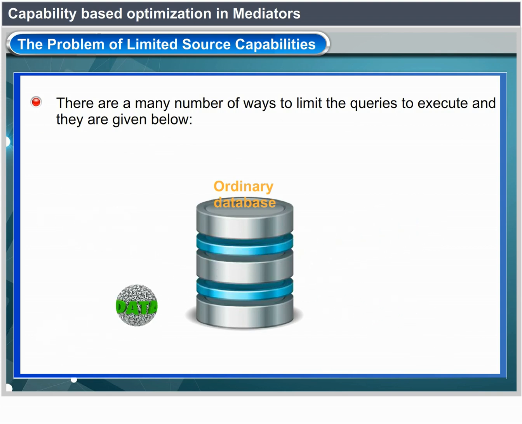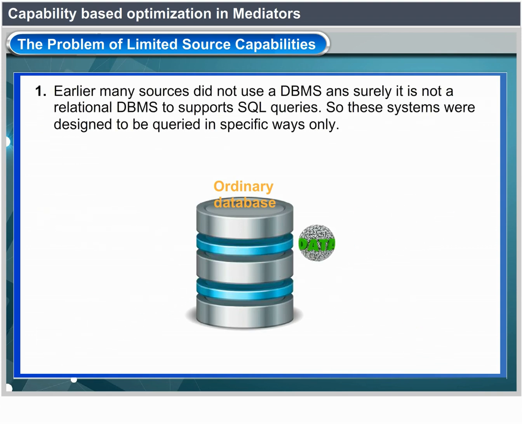There are a number of other reasons why a source may limit the ways in which queries can be asked. Among them are: Number 1. Many of the earliest data sources did not use a database management system. Surely not a relational database management system that supports SQL queries. These systems were designed to be queried in certain very specific ways only.